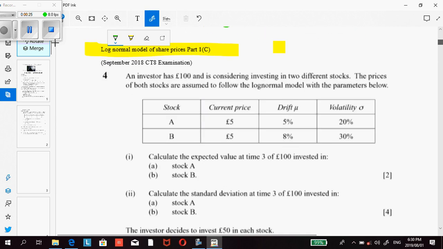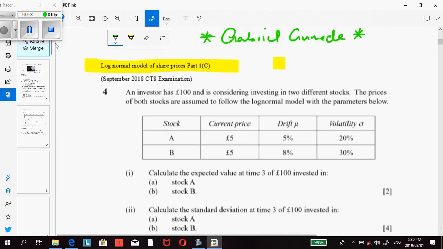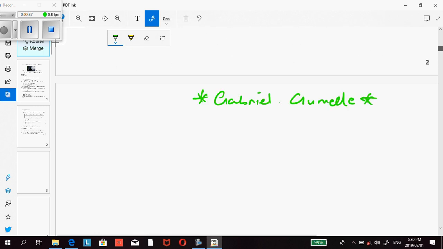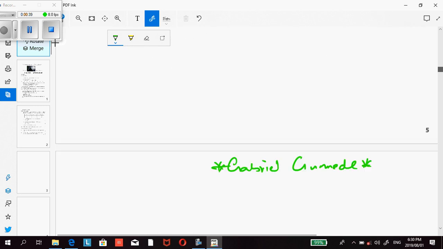Now, before I start with this revision, there's something I want to clear, which is extremely important, and I think most people are missing.